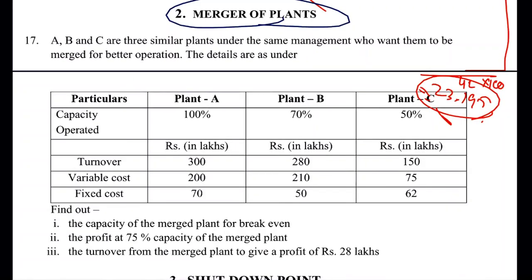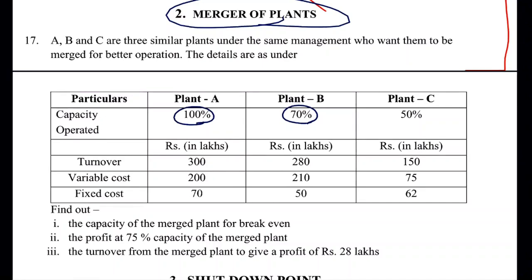This question is not in the module, it was asked maybe 3-4 years back, in 2018 or somewhere. You just need to remember one thing: this is at 100%, this is at 70%, you cannot merge. The answer will not give you anything logical. If you add this and this, there is no logic for that.